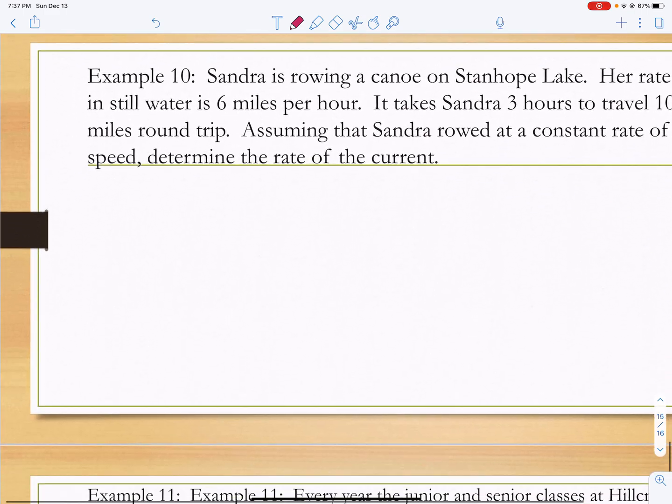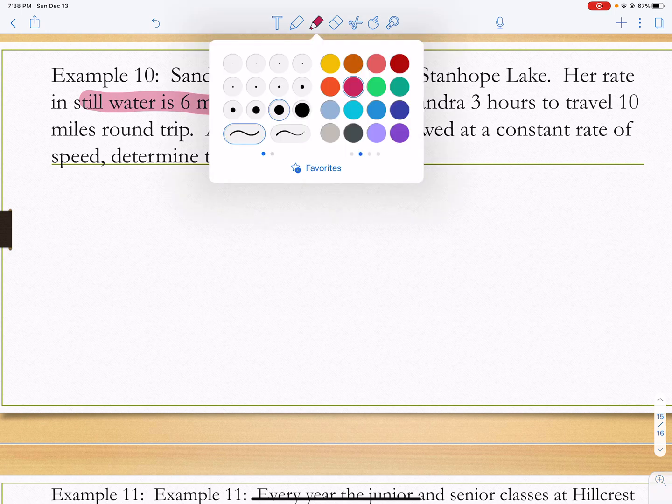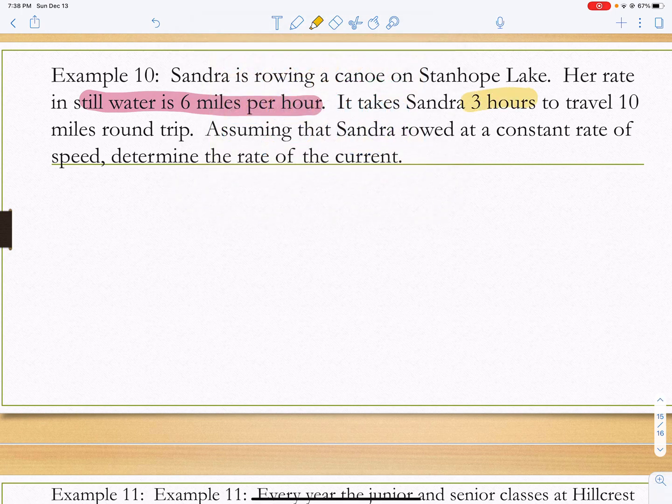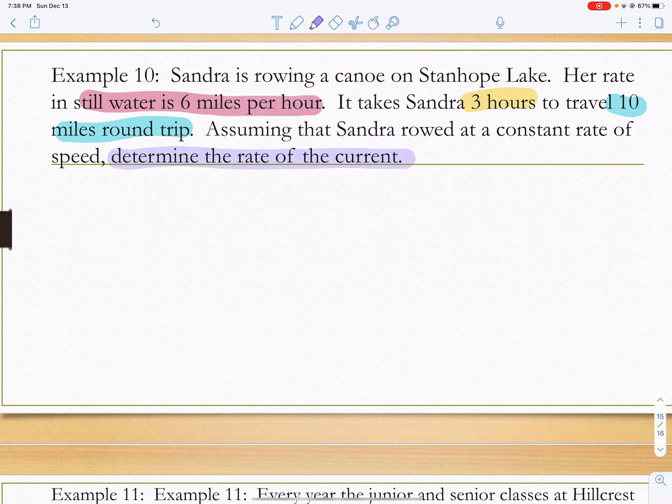Okay, example 10. It says Sandra is rowing a canoe on Stanhope Lake. Her rate in still water, and this is important, still water, is 6 miles per hour. It takes Sandra 3 hours to travel 10 miles round trip. So that would mean 5 miles there and 5 miles back. Assuming Sandra rowed at a constant rate of speed, determine the rate of the current. So my final question on this is to determine the rate of the current.